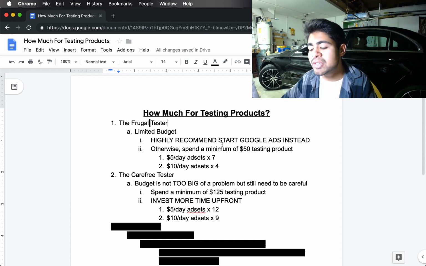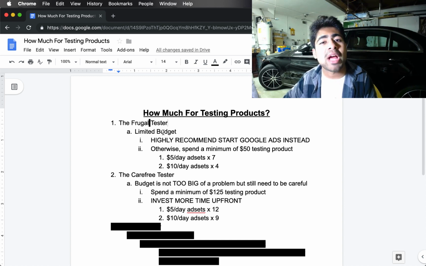So for a carefree tester, budget is not necessarily too big of a problem, but you kind of still need to be careful. I mean, you're not able to spend $1,000 a day. You're not even able to spend maybe $200 a day, maybe even $100 a day. But budget isn't as big of a problem as the first category. You know, you don't have a big family to support. You're not working minimum wage jobs. You have a good amount of money saved up, or you have access to more money. So in this case, how do you test products?